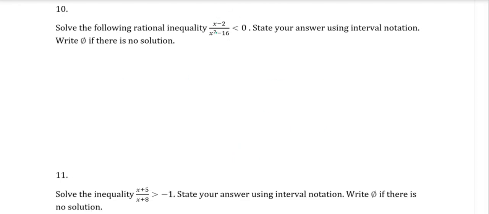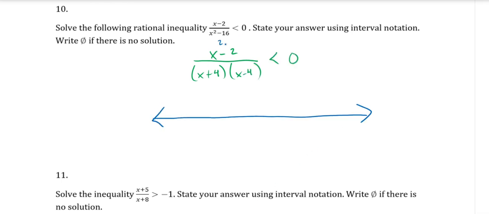Here we have another. We need to first factor this denominator. This says x minus 2 over x plus 4 times x minus 4. When is that less than 0? So what we do is we make our number line. We plot our critical values at minus 4, 2, and positive 4. We note that 0 is in fact a good test value. I would prefer to use 0 when possible.